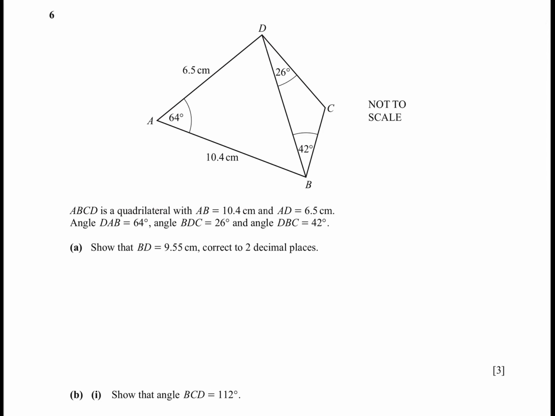So this one, ABCD is a quadrilateral with AB equals 10.4, 6.5 given, 6.4 is given, BDC given 26, DBC 42. So make sure all the details in the question are put in the diagram and show that, again a favorite question.